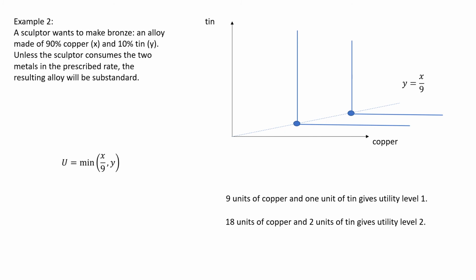How can I see that? Well, elbows mean that the minimum of x over 9 and y are the same. So x over 9 equals y must give you the equation of the line which connects all these elbows.